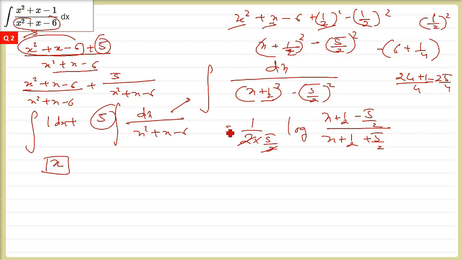I told you 5 was already there, so 5 also gets cancelled. So nothing is remaining in front of this log. So just add this log. Now let's resolve this. Half minus 5 by 2.